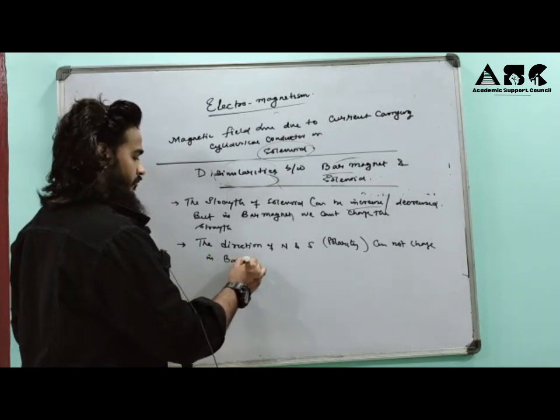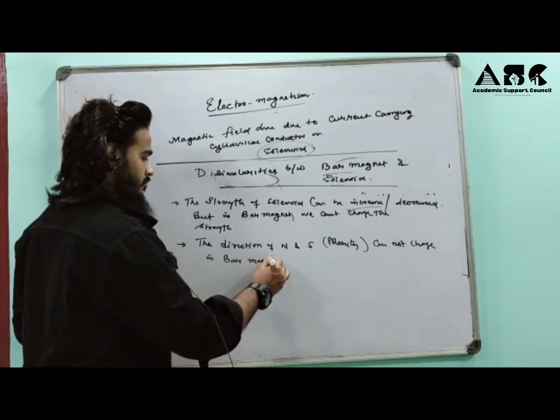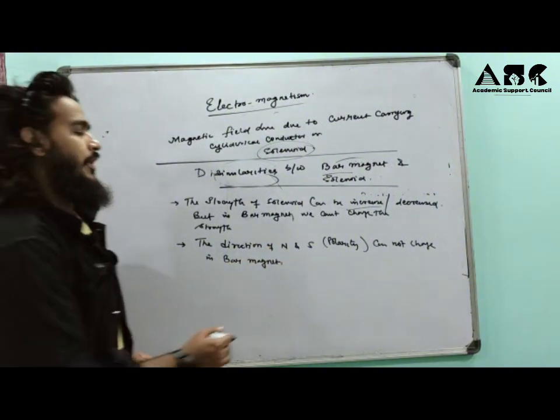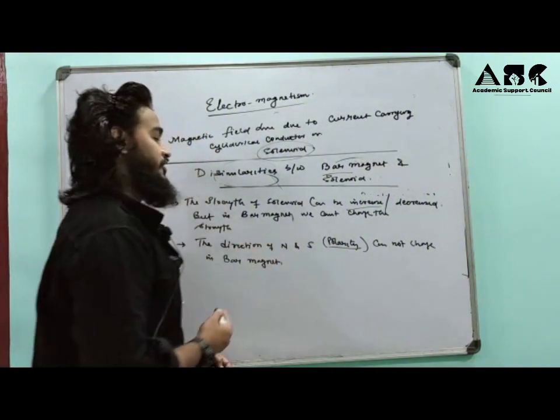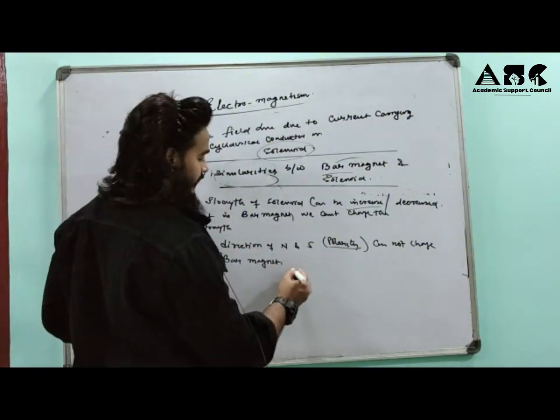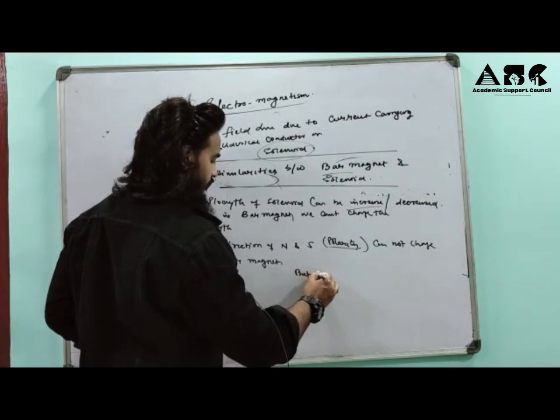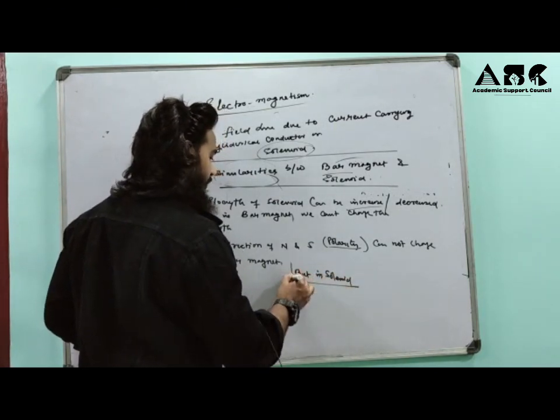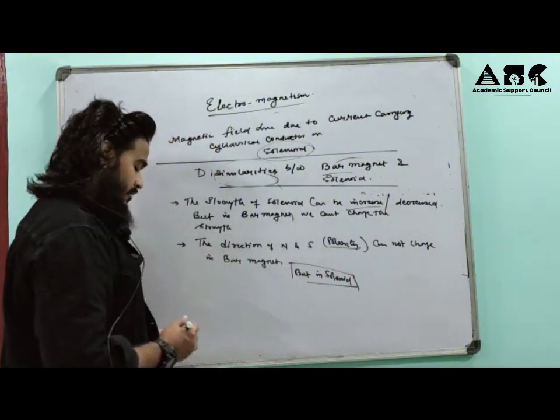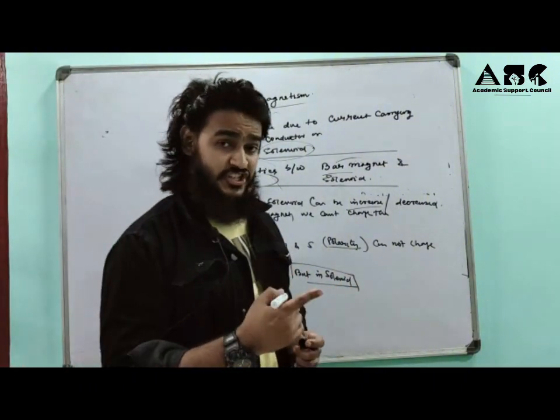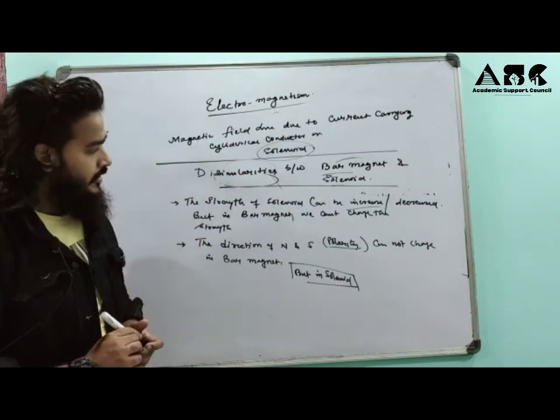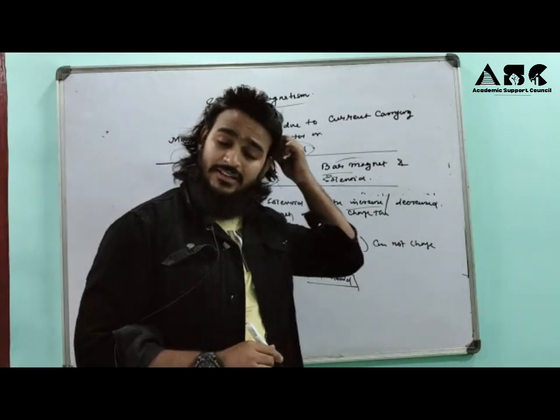Okay, the direction of north and south, meaning the polarity of the magnet, we cannot change, but in a solenoid, if the direction of the current is changed, the deflection will be changed also. Okay, so these are the similarities, these are the dissimilarities.